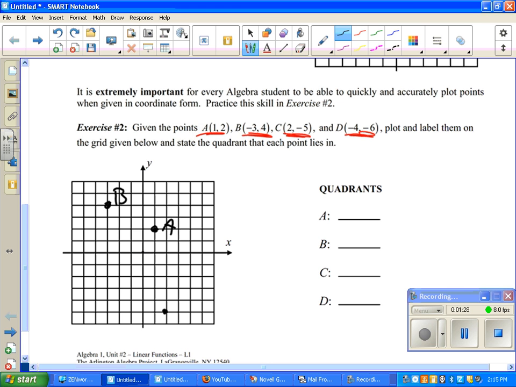And now D is negative 4, and negative 6. This board's really off.